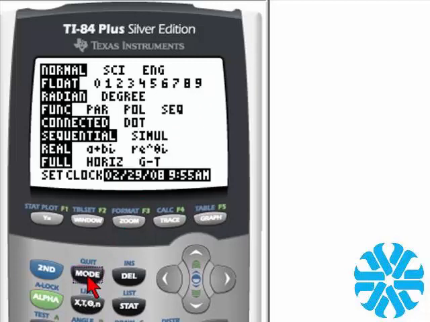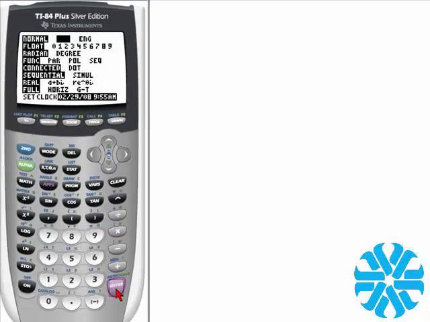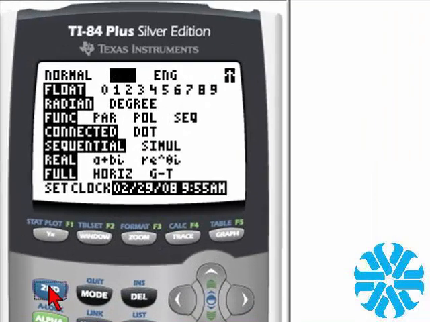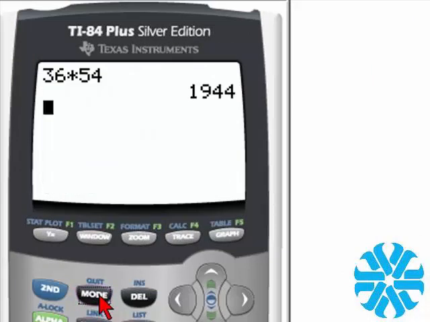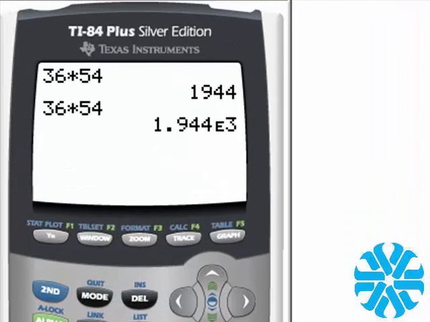If we go to the Mode key again and we want to display this answer in scientific notation, we will move the cursor to the right, so it's highlighting the sci, and then select Enter. To exit this screen, hit the second function key and Quit. Now we will do the same calculation again. 36 times 54. Hit Enter, and now your answer is displayed in scientific notation.